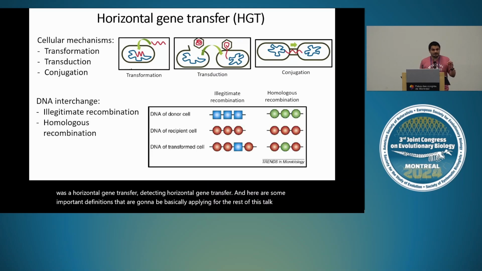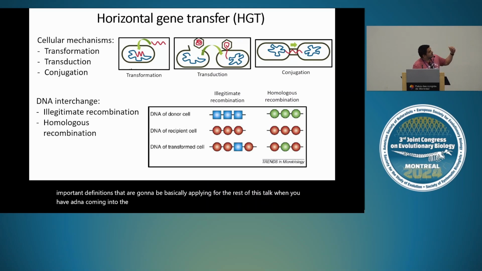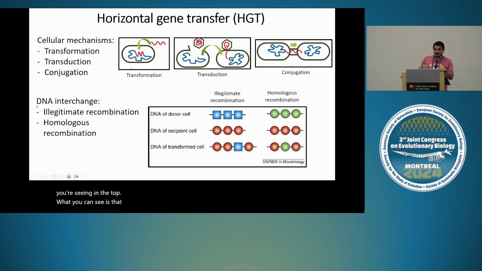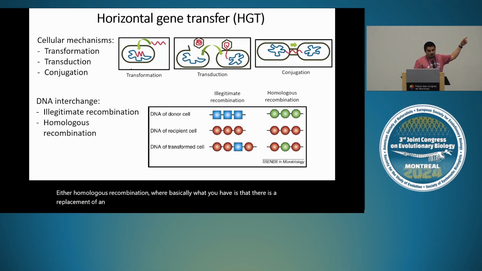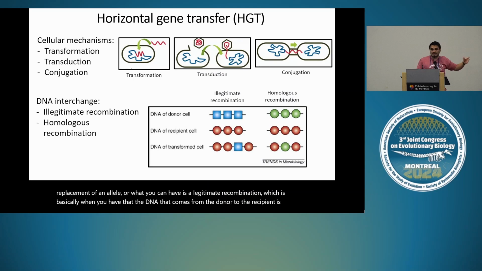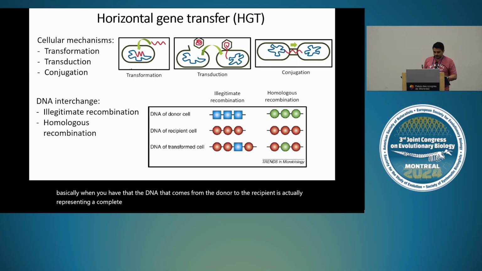When you have DNA coming into the cell, which can happen in bacteria through the mechanisms that you're seeing at the top, the DNA, once it's inside the cell, can be incorporated into the genome by either homologous recombination, where there is a replacement of an allele, or by illegitimate recombination, which is when the DNA that comes from the donor to the recipient actually represents a completely new, different gene.